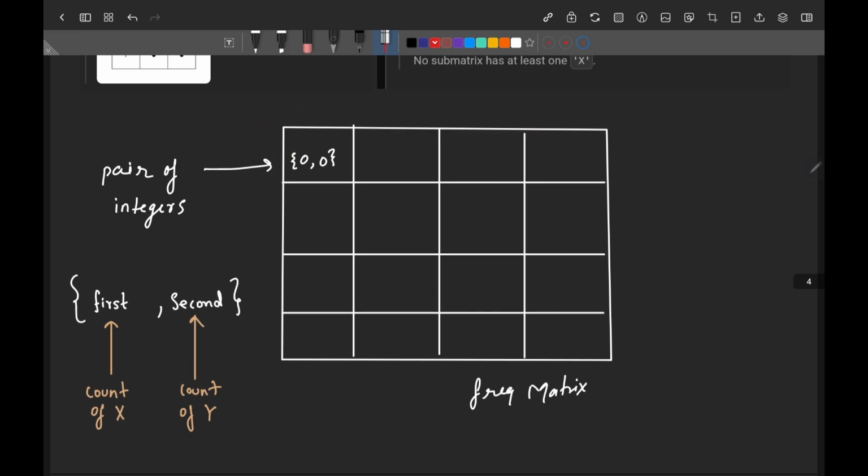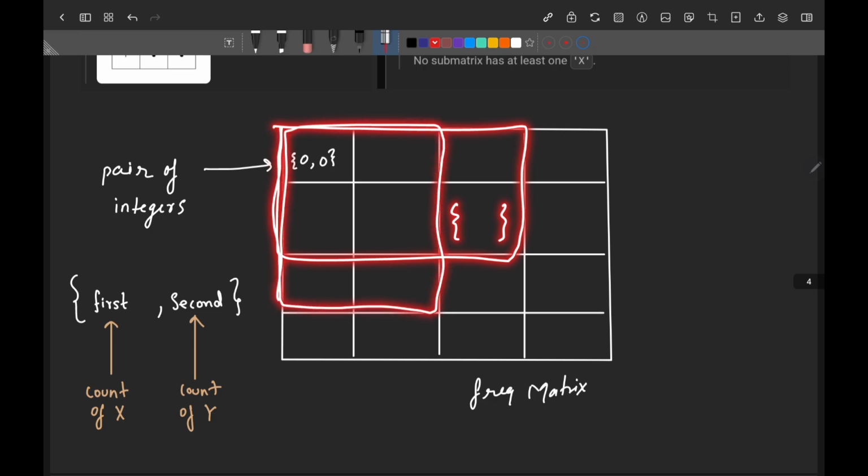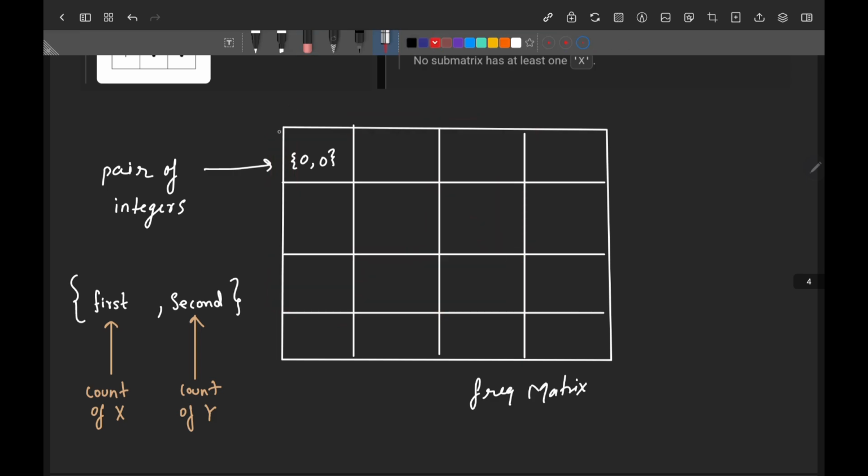We know that the number of x and y in this submatrix is stored at this point, and the number of x and y in this submatrix is stored at this point. If we add this and this, we get the sum of x and y in this submatrix, but here there is an overlap of this submatrix, so we subtract the pair of ints present in this overlapping cell from the counters.